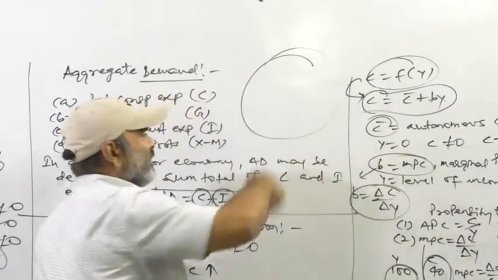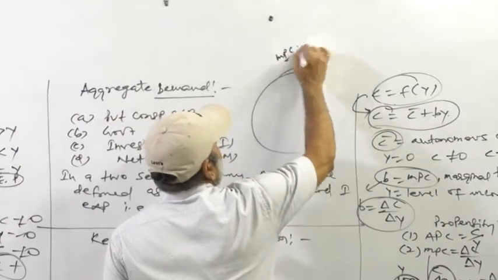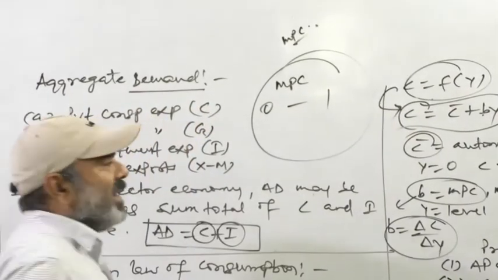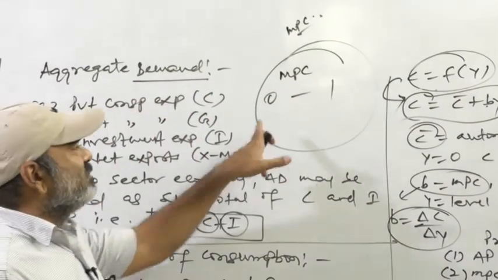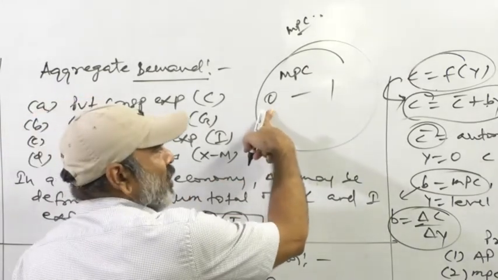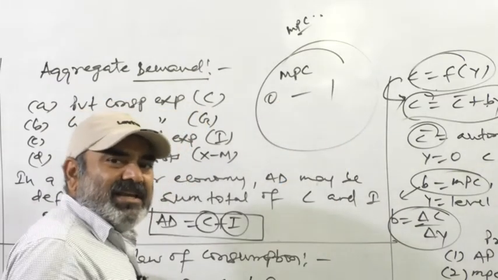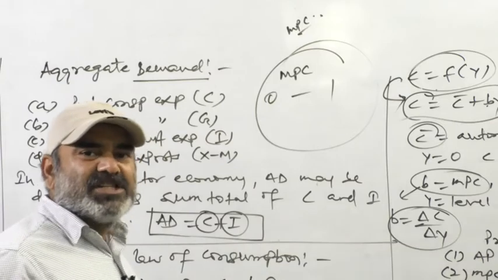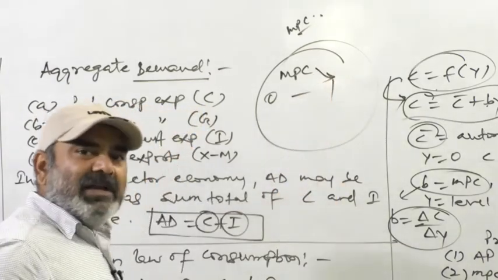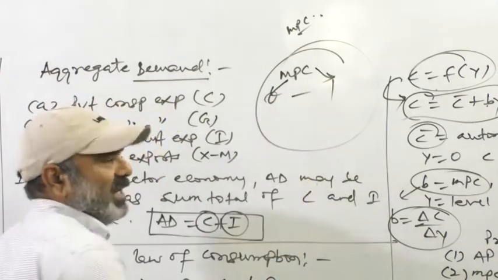See, इस सर्कल में आप देखना, इस सर्कल में कंप्लीट हो जाएगा. लेट्स टॉक अबाउट द फीचर्स ऑफ MPC. The value of MPC lies between 0 and 1. The value of MPC keeps ranging between 0 and 1. When MPC is minimum, it is 0. When MPC is maximum, it is 1. When entire additional income is spent on consumption, MPC is maximum and it is equal to 1. And when entire additional income is saved, MPC is 0 and it is minimum.